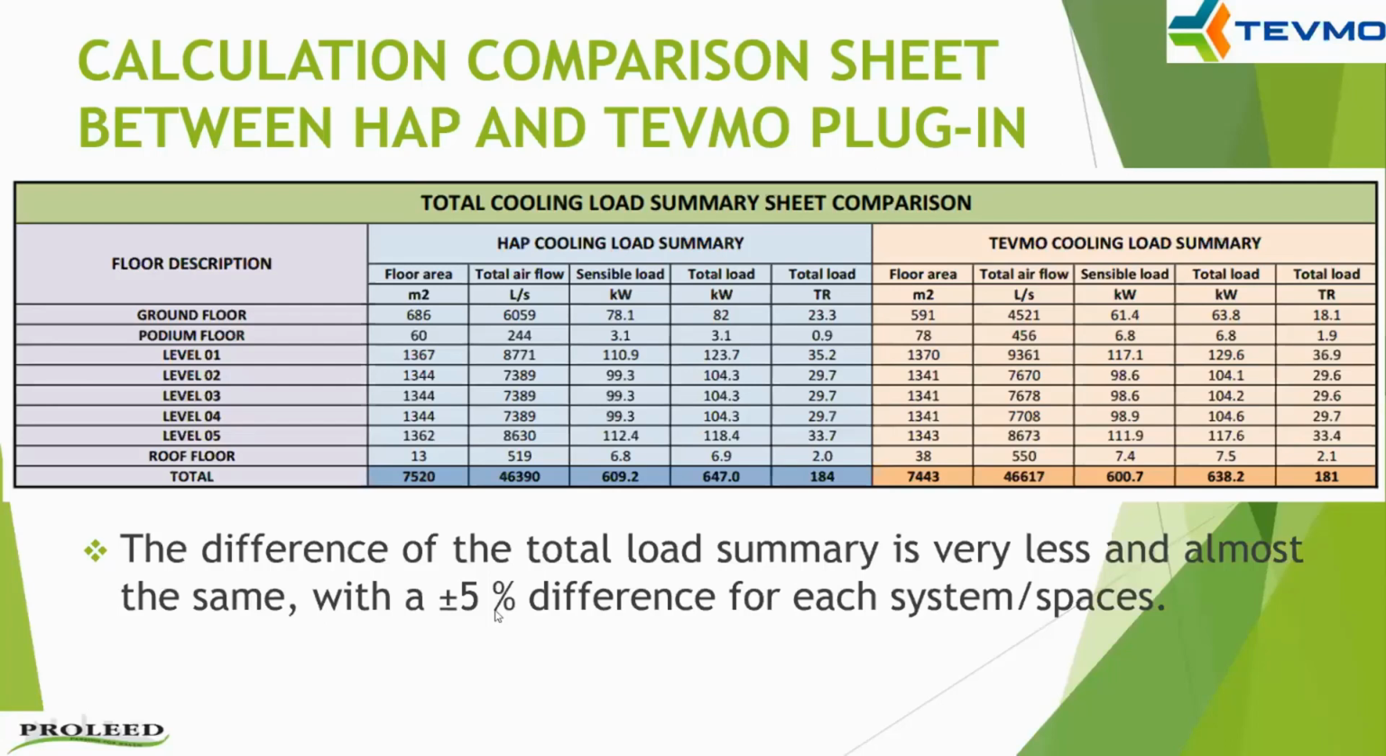So the difference in the total cooling load summary is very small and almost the same, with a plus or minus 5% difference for each system, I'm speaking of individual FCUs. In terms of FCUs, it will have plus or minus 5% difference, which is okay and negotiable. Again, this is to be looked into by the Tevmo team to improve.